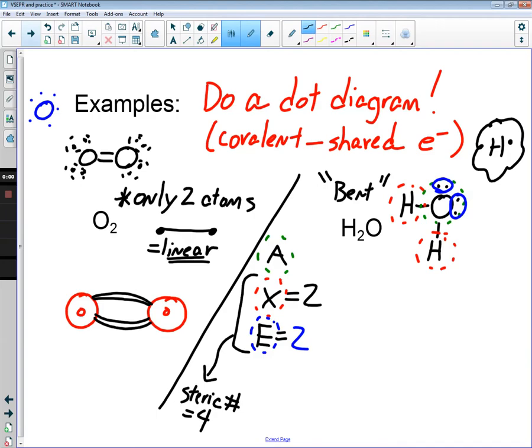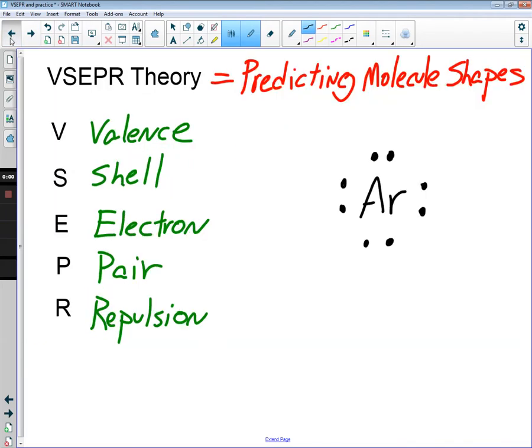Like the electrons that are on the other ones on the outside, are there. The other electrons that are up here. Remember the whole name of this thing is valence shell electron pair repulsion, right?